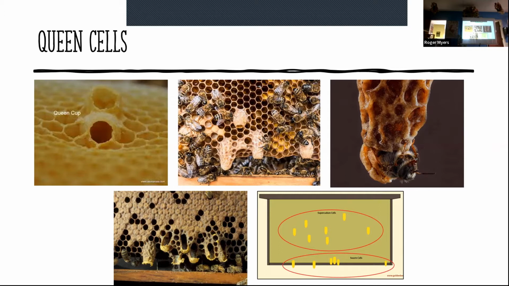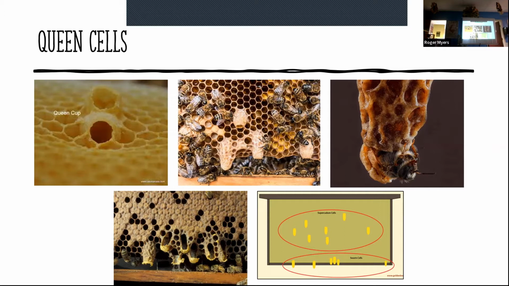I'm sure Roger will speak more to this a little bit, but where a queen cell is on your frame can tell you a lot about what has happened in your colony. If you see them towards the bottom, on the edge of your comb, a lot of times that will indicate a swarm. Okay, and so a lot of beekeepers will call these swarm cells.